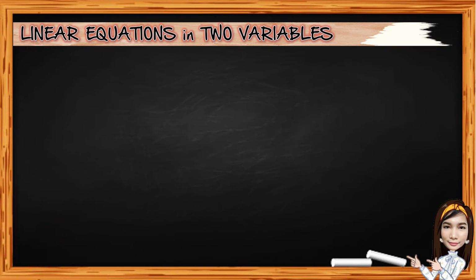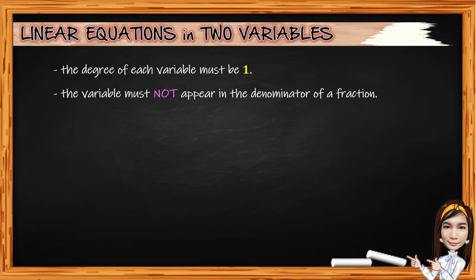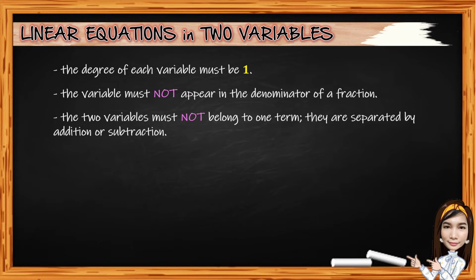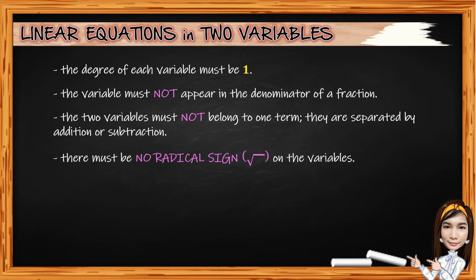Here, we need to remember that in a linear equation in two variables, first, the degree of each variable must be 1. Second, the variable must not appear in the denominator of a fraction. Third, the two variables must not belong to one term. They are separated by addition or subtraction. Fourth, there must be no radical sign on the variables. And last, an equation is linear if its graph forms a straight line.